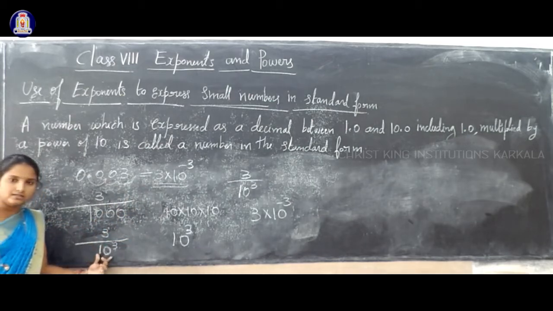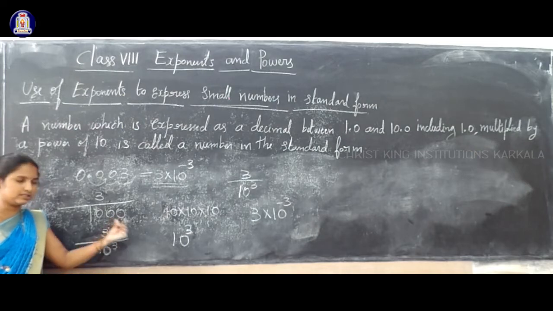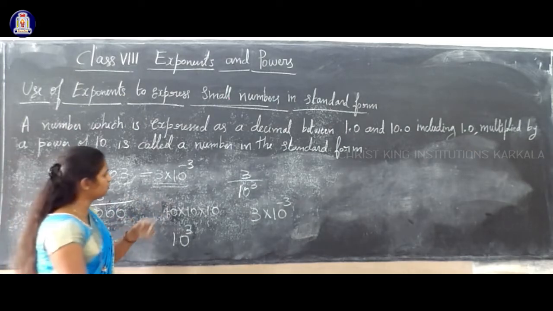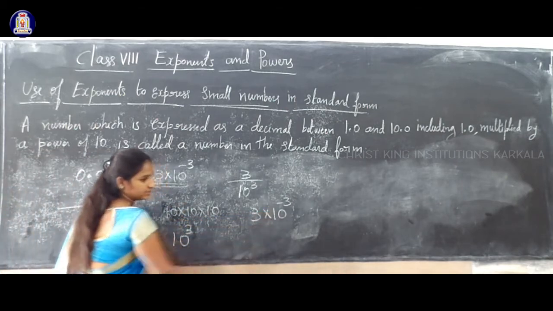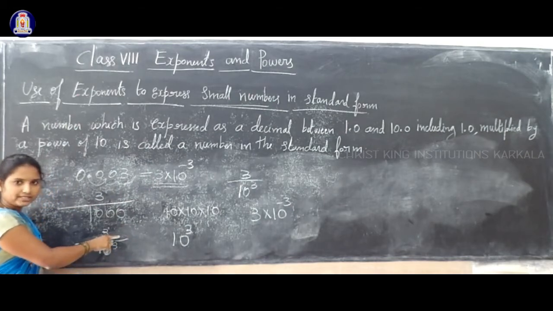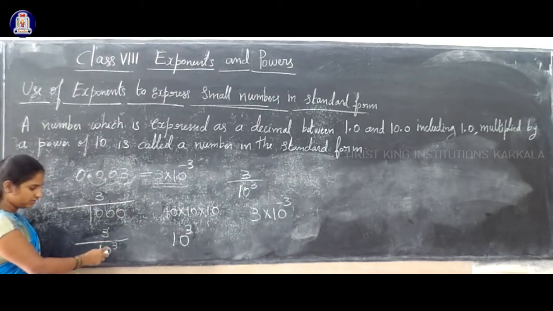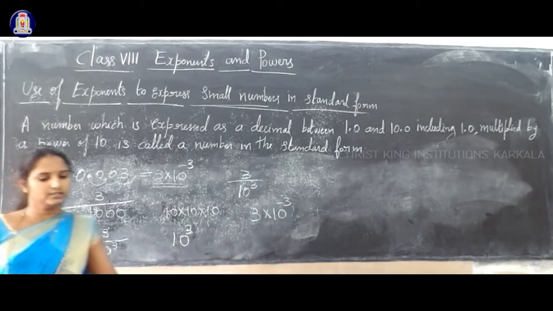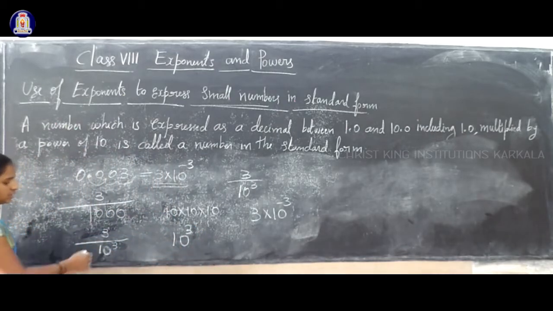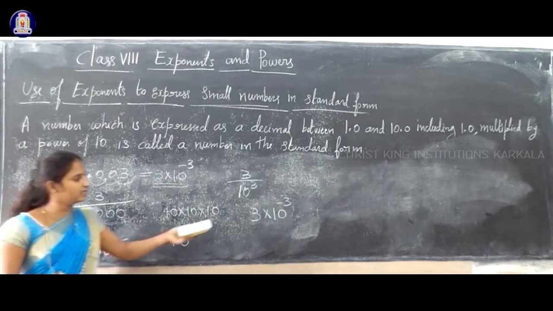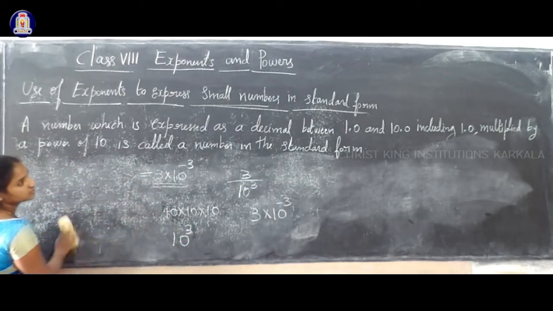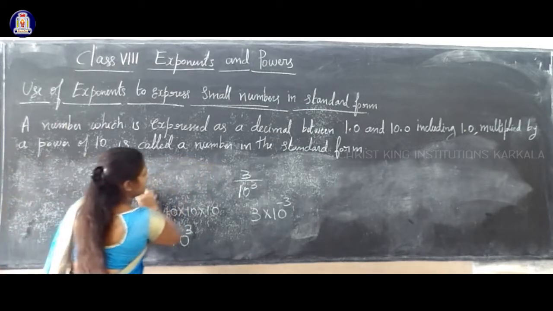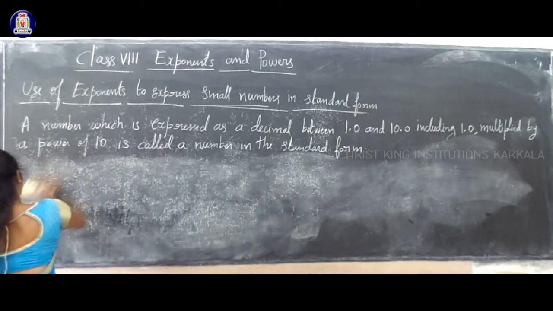Then this denominator 10 power 3, you can write in the numerator. So if you write it in the numerator, what happens? 3 into 10 power minus 3. Plus 3 will change into minus 3, isn't it? Yes. So in exponentials, the denominator terms will go to the numerator, and then the exponent sign will change. 10 power plus 3 will change into 10 power minus 3. So 3 into 10 power minus 3. Clear? So this is the standard form.